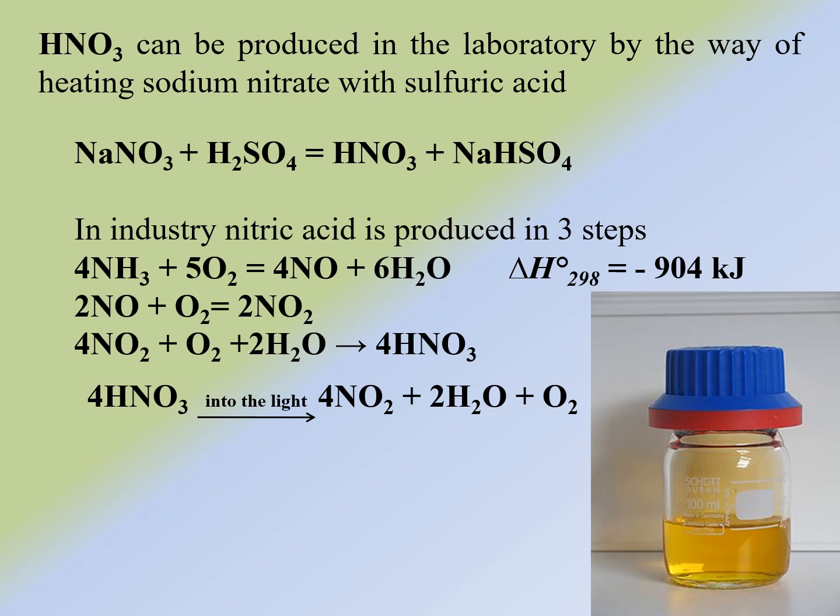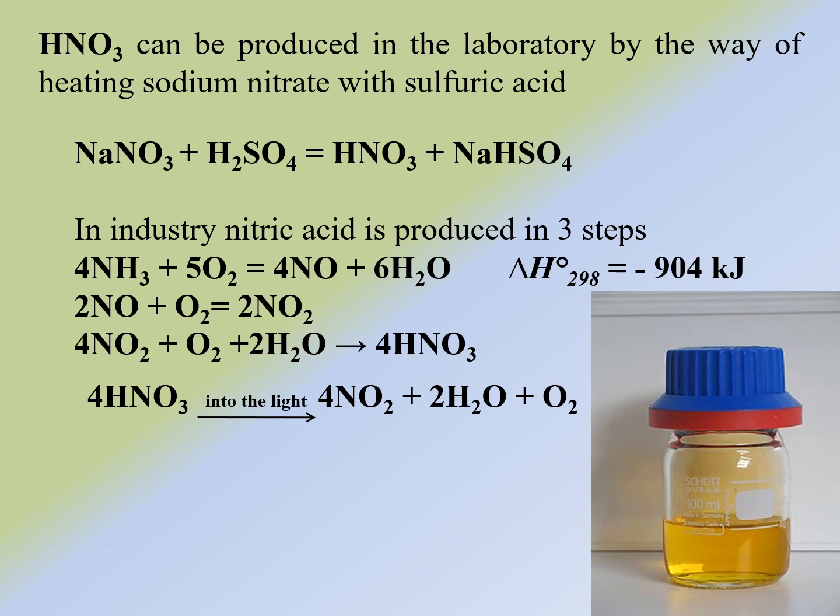Can you see this bottle? This is nitric acid. Why does it have such a color? Because of the decomposition. It decomposes and produces NO2, while NO2 has an orange color, the color of the tail of the fox. Yes?